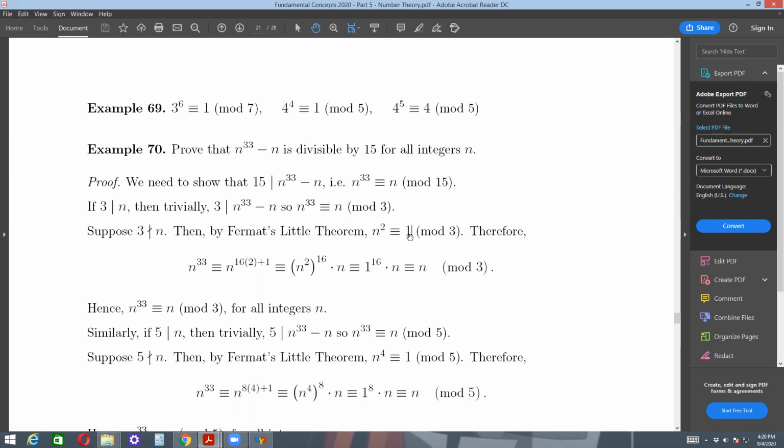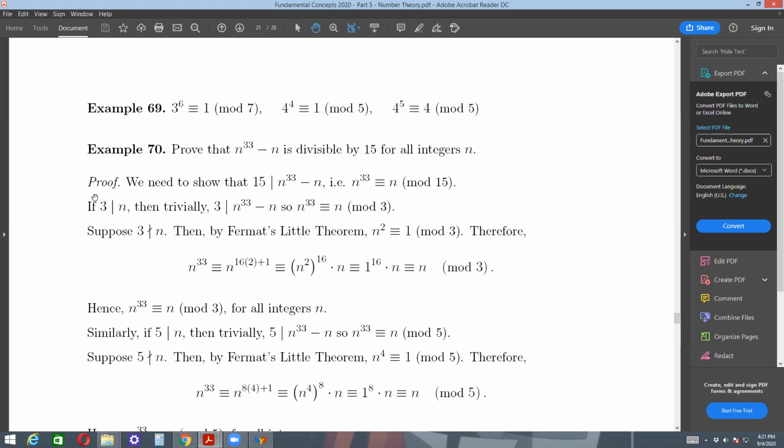But anyway, we know that n squared is congruent to 1 mod 3. So I could raise both sides of this to the power 16, right? And I'll get n to the power of 32 is congruent to 1 to the power 16, which is just 1. Now, if n to the power 32 is congruent to 1, I can just multiply both sides by n, and I'll get n to the power 33 is congruent to n. Which means that n to the power 33 minus n is congruent to 0 mod 3, right? So n to the power 33 minus n is divisible by 3.